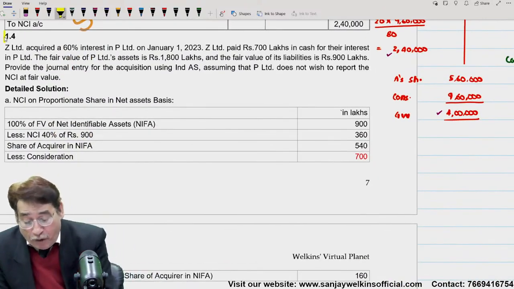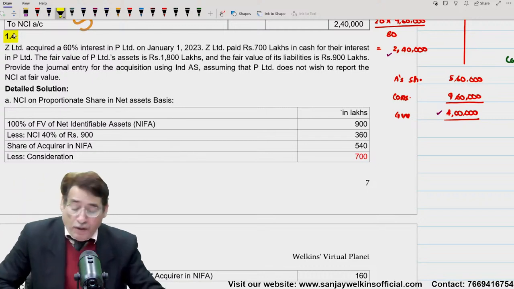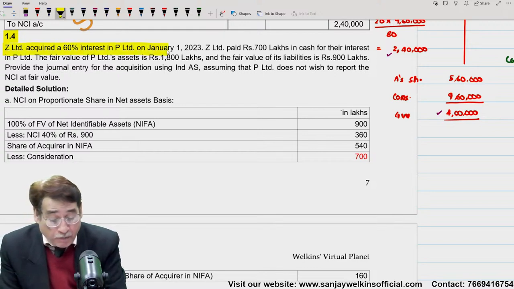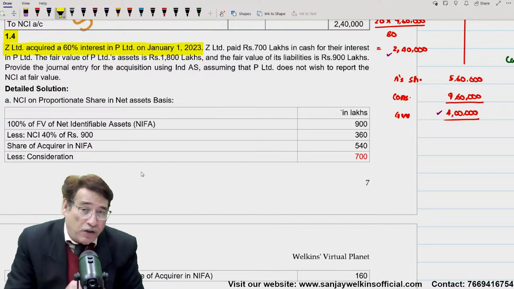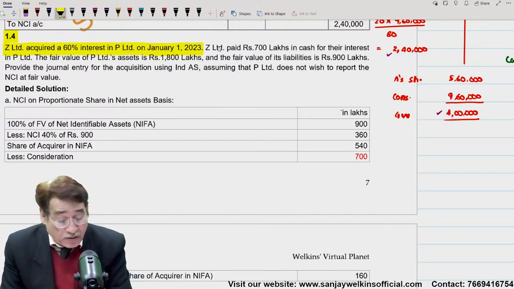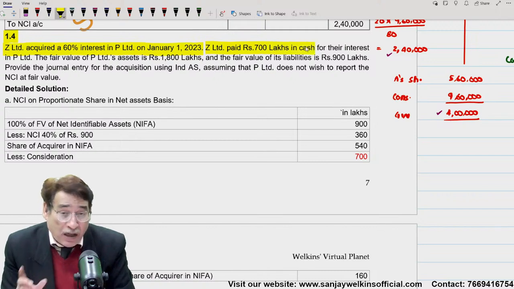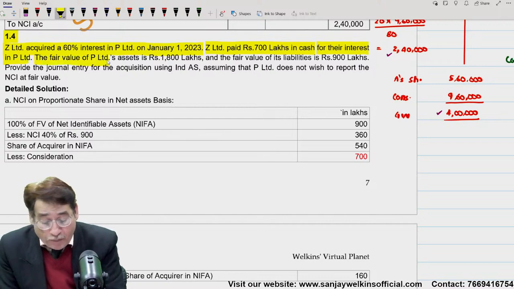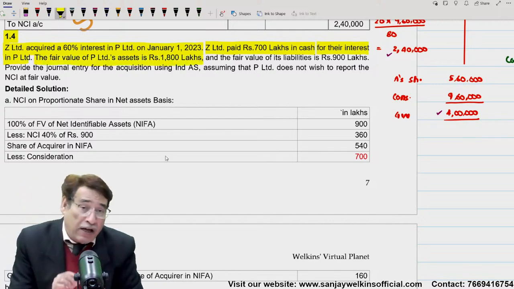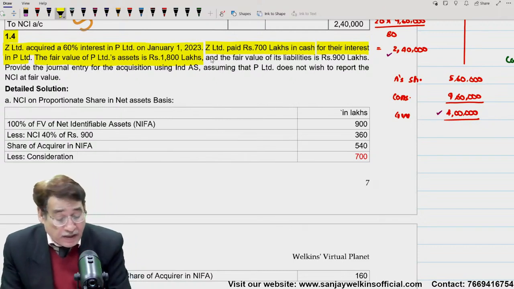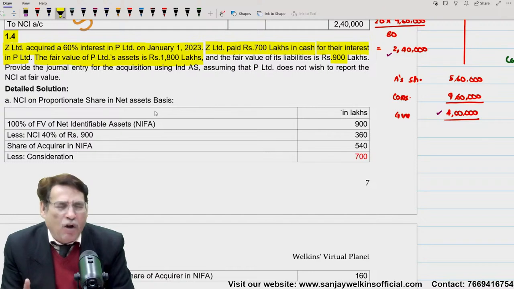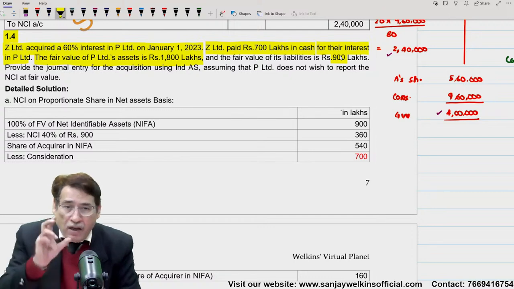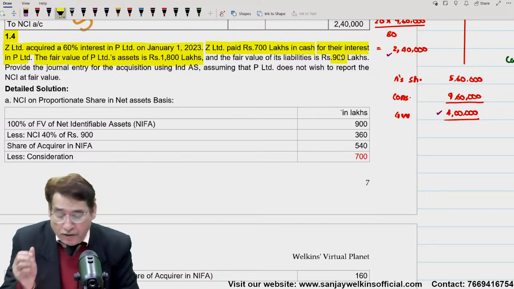Now we have 1.4. In this particular question, it is given Jet Limited acquired 60% interest in P Limited on 1st of January 2023. How much interest? 60% interest. Jet Limited paid 700 lakh in cash for their interest in P Limited. The fair value of P Limited assets is 1,800 lakhs. This time fair value of assets and liabilities are given separately. Although it is not going to have any effect, that means 1,800 minus 900, that is total net assets will be equal to 900, correct?